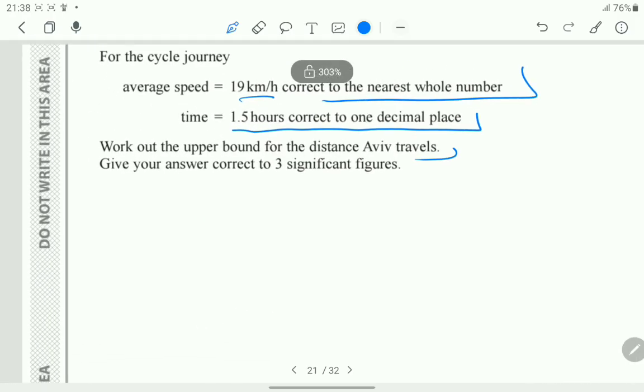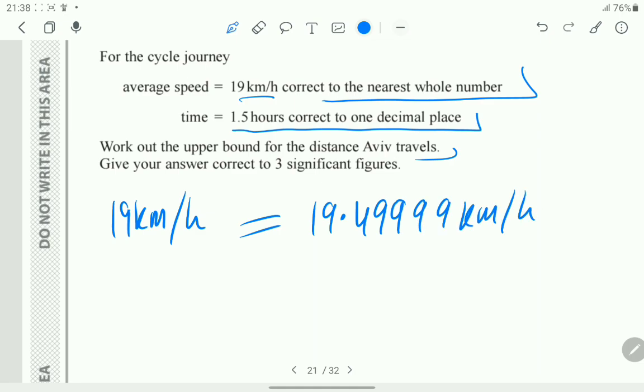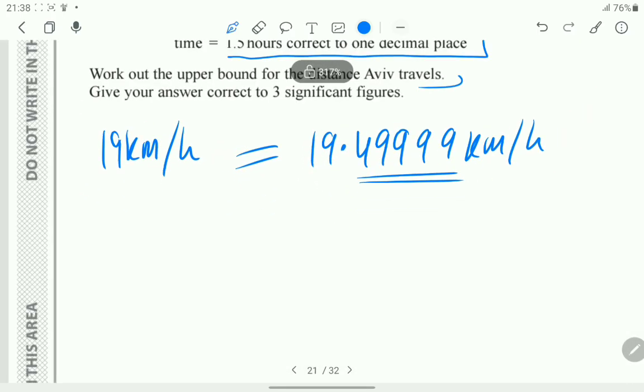In order to find the upper bound, we know that he traveled 19 kilometers per hour rounded to the nearest whole number, but that doesn't rule out the possibility that he could have been traveling at 19.49999 kilometers per hour at any point in his journey. But since we rounded it down, we ignored this possibility when it's actually plausible.